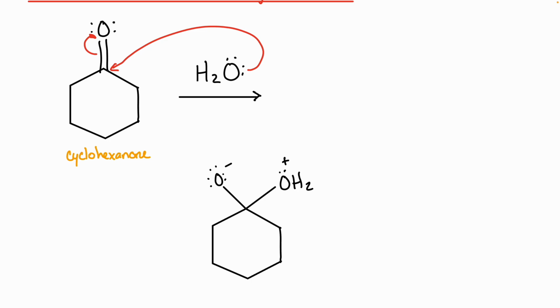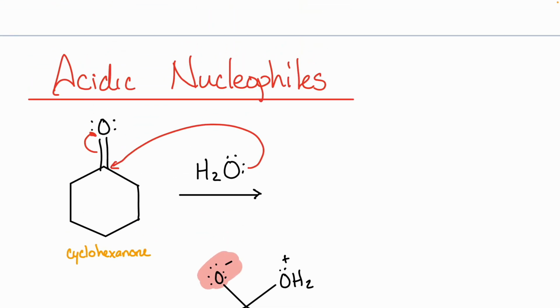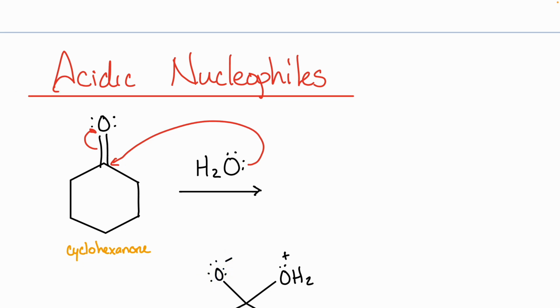All right, what's wrong with our intermediate here? Somebody said it. I got a negative charge. I can't have this super strong base, an alkoxide ion, under acidic conditions. So that can't be the first step in my mechanism, that nucleophilic attack.